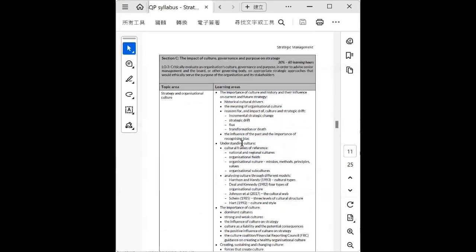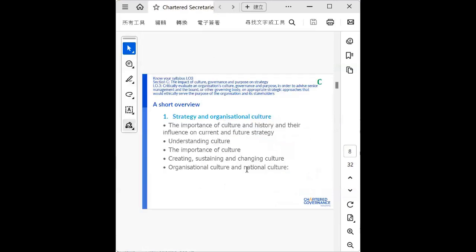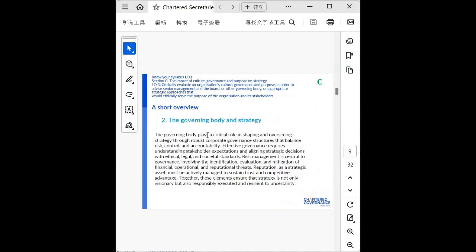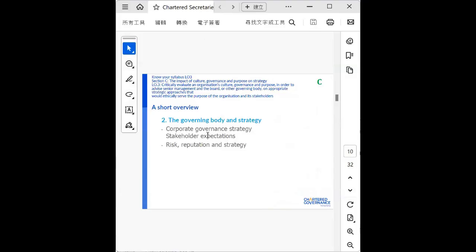So this is the first topic only. And then the second topic is the governing body and strategy. This next topic is on governing. So we'll look at all these. As you can see, this is one of the largest topics in the syllabus. Now the next one is the governing body and strategies.